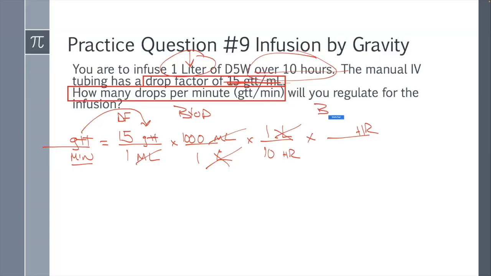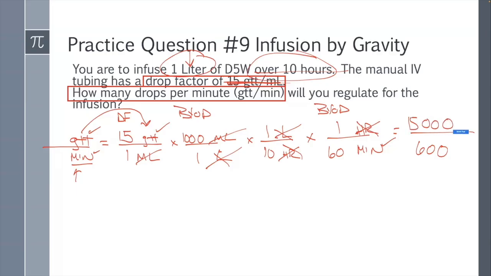So guess what I got to do again? Bring my own data. There's a conversion to help me go from hours to minutes, and that's 1 hour for every 60 minutes. Now my hours on the bottom and the top cancel each other out, and I'm left with drops per minute. Ding. You've arrived at your destination. Get out the car, man. Let's do some math. 10 times 60 is 600. On the bottom, 15 times 1,000 is 15,000, divided by 600 is 25 whole drops per minute.